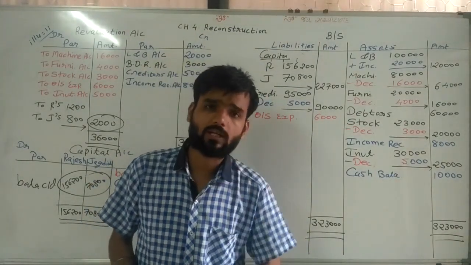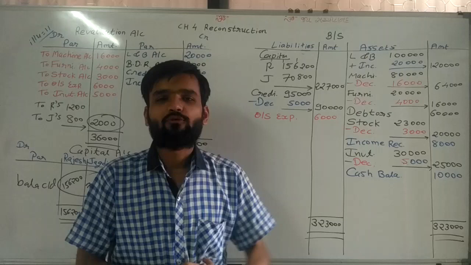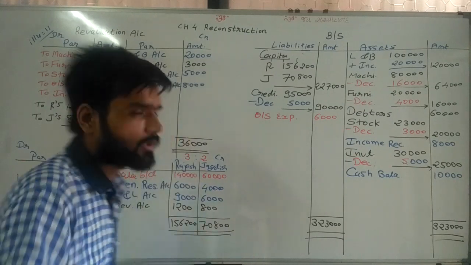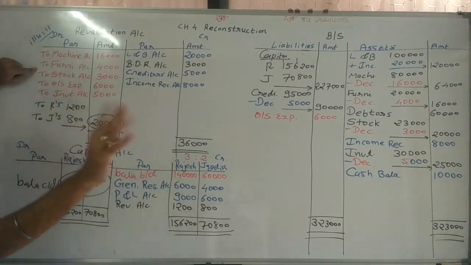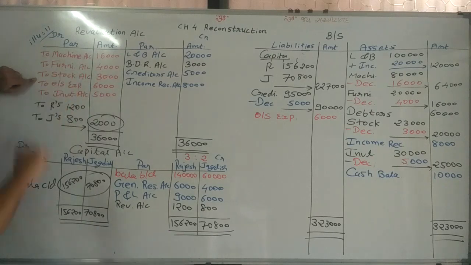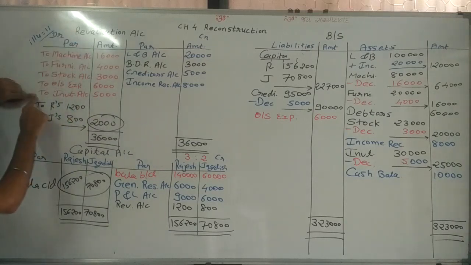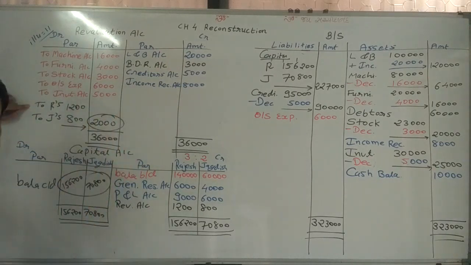But sir, most important thing, journal entry. What about journal entry? Now we are talking about the journal entries. Sir, in last lecture it is already discussed. Try to understand. Revaluation account debit, to machine account 16,000. Revaluation account debit, to furniture account 4,000. Revaluation account debit, to stock account 3,000. Revaluation account debit, to outstanding expense 6,000. Revaluation account debit, to investment 5,000. Revaluation account debit, to R's capital and J's capital 1,200 and 800. These are the journal entries we can write from revaluation account.